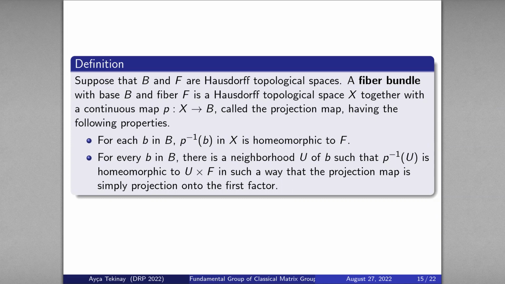Suppose that B and F are Hausdorff topological spaces, and a fiber bundle with base B and fiber F is a Hausdorff topological space X, all of them together with a continuous projection map from X to B, with these two properties. For each b in B, the preimage of b in X is homeomorphic to F. And also for every b in B, there is a neighborhood U of b such that the preimage of U is homeomorphic to U times F in such a way that the projection map is simply projecting onto the first factor.